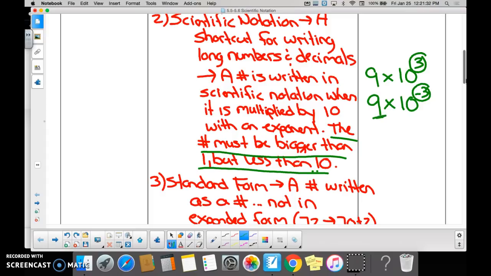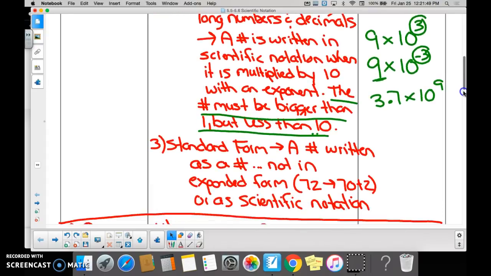Remember though, the number you're multiplying by the power of 10 needs to be bigger than 1 and less than 10. So a number like this, 3 7/10, works. 3 7/10 is bigger than 1, it's less than 10, and if you multiply it by 10 and an exponent, you have scientific notation. Last thing we'll talk about is standard form.